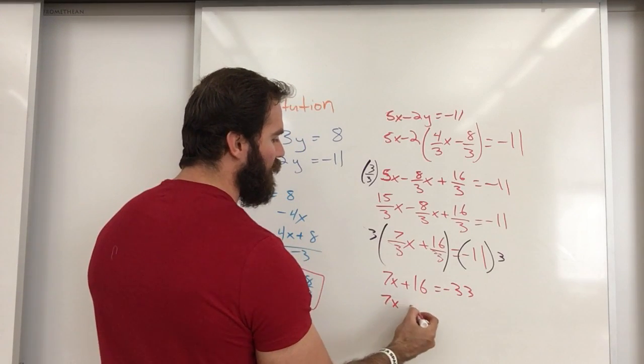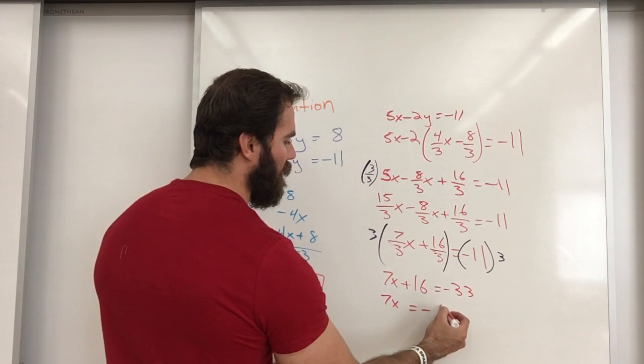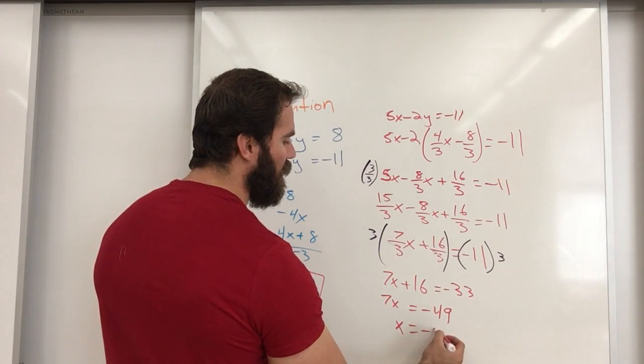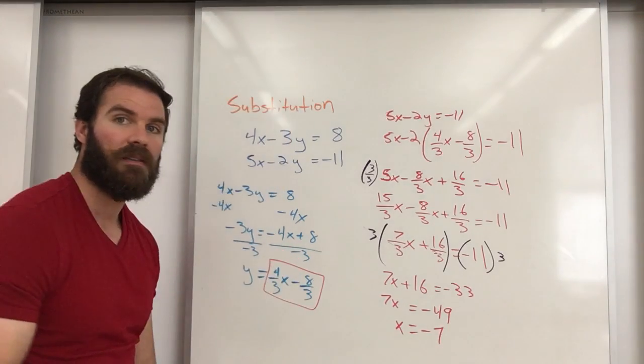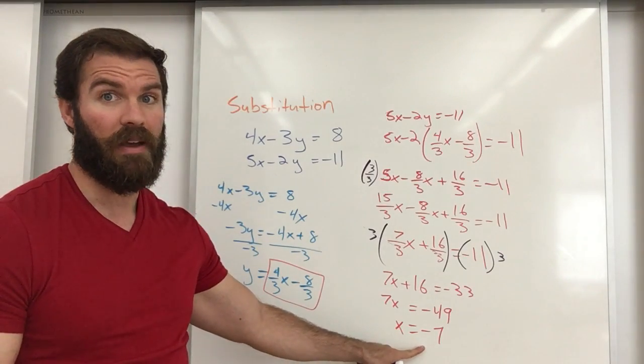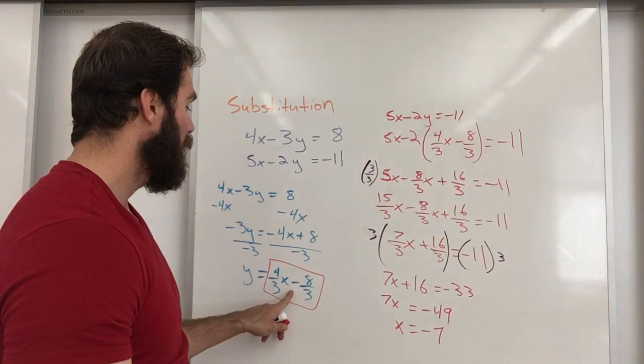Subtract 16 on both sides. Divide by 7 on both sides. X equals negative 7. Now remember, we're not done because we only have x. We still have to find y.